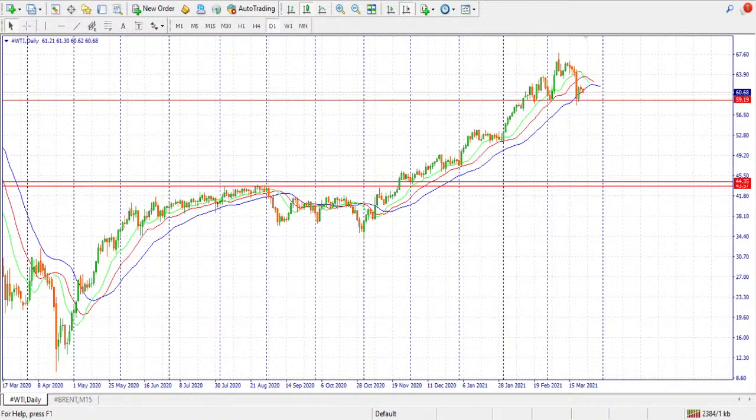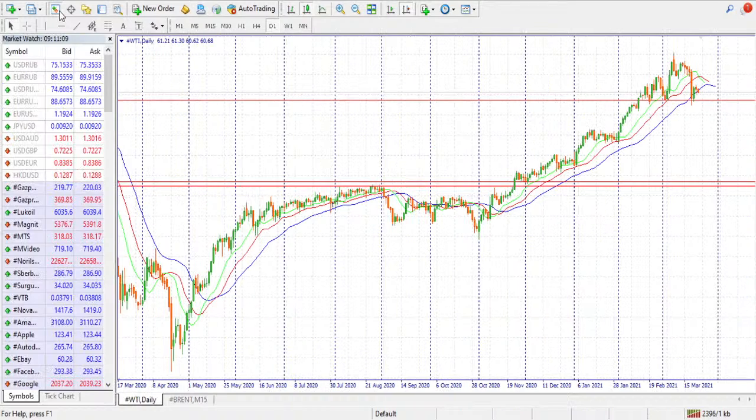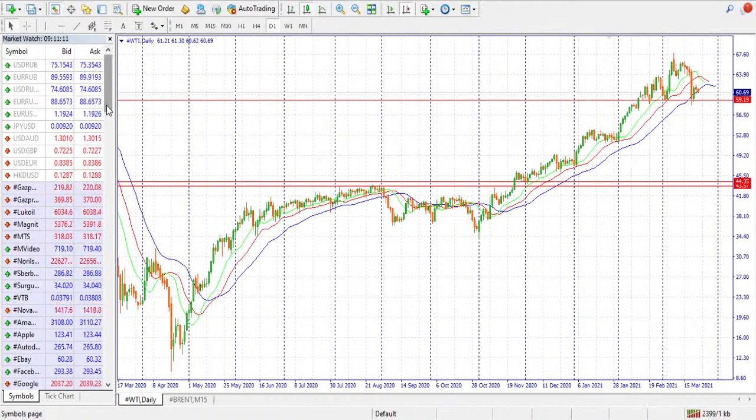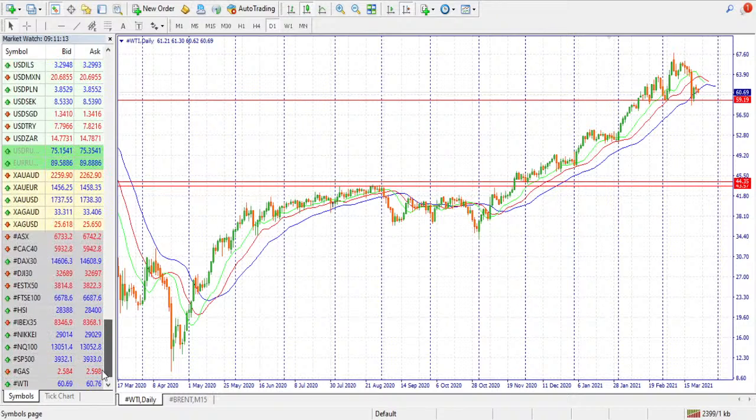So we want to check now another chart. We'll now move to this chart, SP 500.